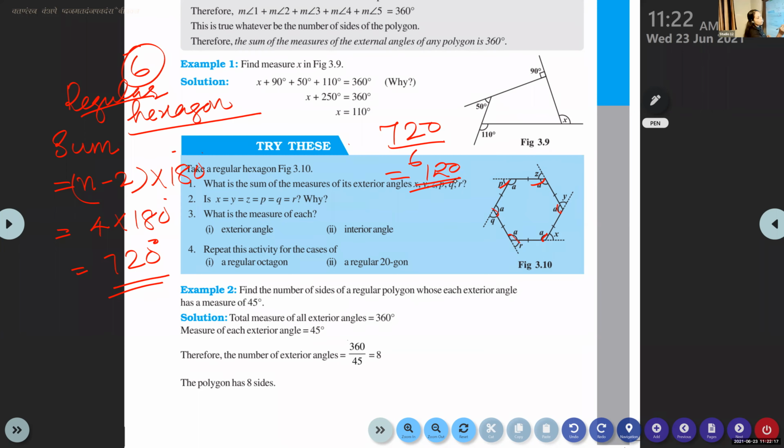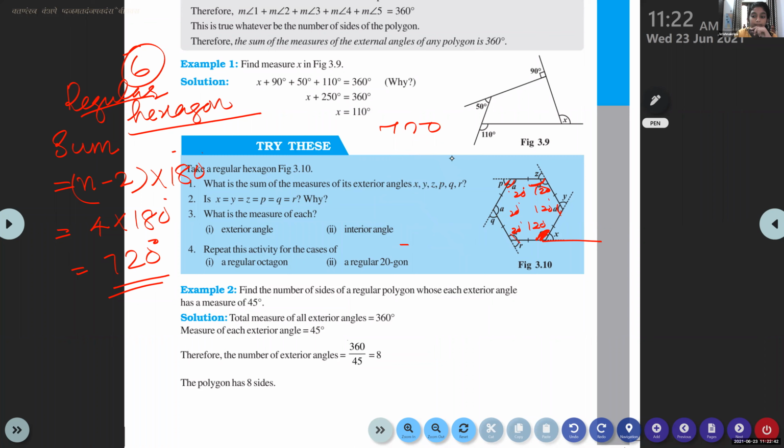Okay, so all these A are 120. This is 120. And also D is 120. This also 120. This also 120. Exterior angle is 60. So what about the exterior angle? 60. Because one angle is 120, since it is a linear pair, the other angle will be 60.